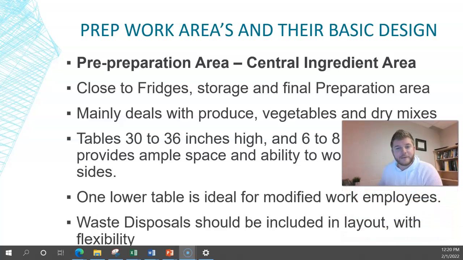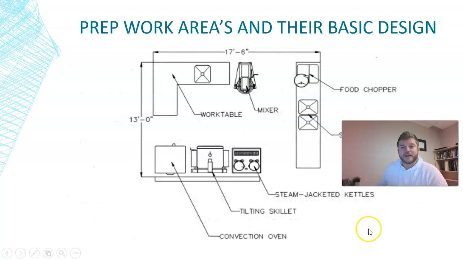One lower table is ideal for modified work employees. So this is something to always keep in mind, that when we look at our universal design principles, modification and flexibility is one of them. So what we can purchase is tables that have automatic adjusters for height, so you can lower the height or you can raise it. Having one of these tables in your back of house design would be very useful, specifically if you have an employee who has hurt themselves or you hired somebody who is potentially in a wheelchair that needs a lower table to work on. We also must include waste disposal systems in our layout with flexibility for movement.